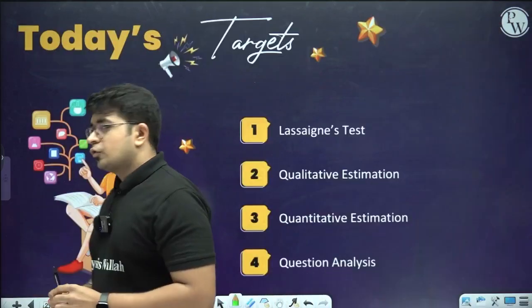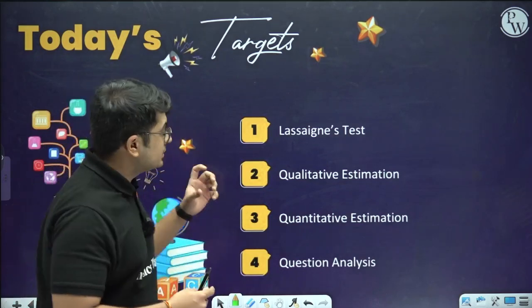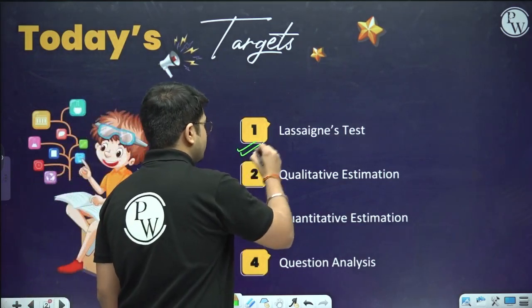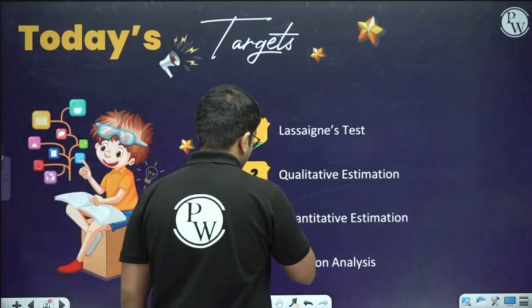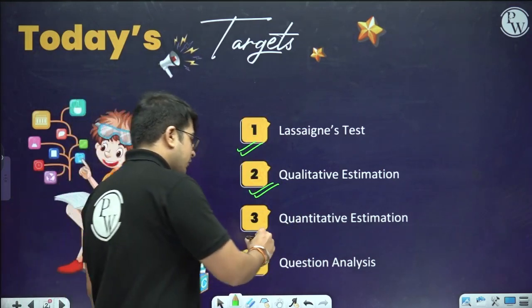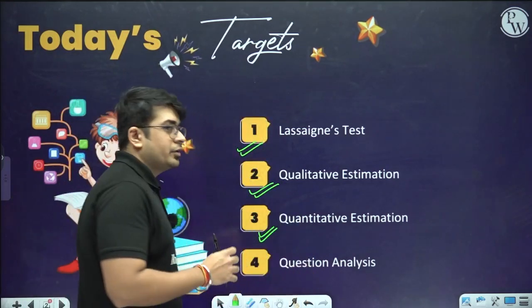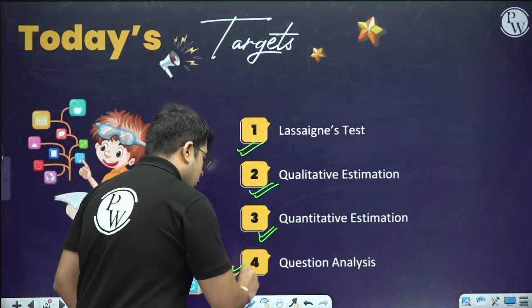So what are the portions we are going to cover in this session? First of all, we are going to talk about Lassaigne's test. It's a very important test for qualitative analysis. Then we are going to talk about the qualitative estimation, and what types of techniques we are going to use for the qualitative analysis. The next part will be quantitative analysis, where we are going to deal with the numerical portion. And the last part will definitely be the question analysis.